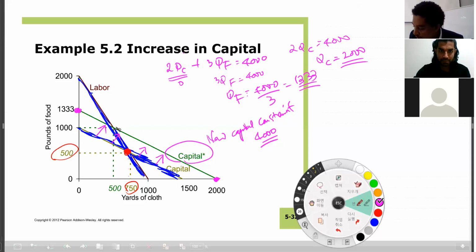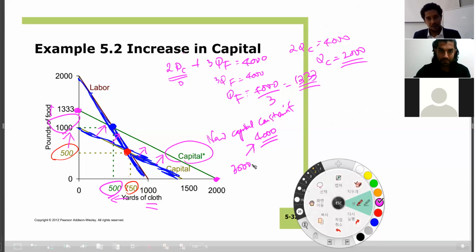So now the new equilibrium is here, because this is the point where the capital constraint and labor constraint meet. From this point, we have computed the new values of production, which are 1,000 of food and 500 of clothes. So clothes has decreased from 750 to 500, but food has increased from 500 to 1,000, because we have increased capital from 3,000 to 4,000.